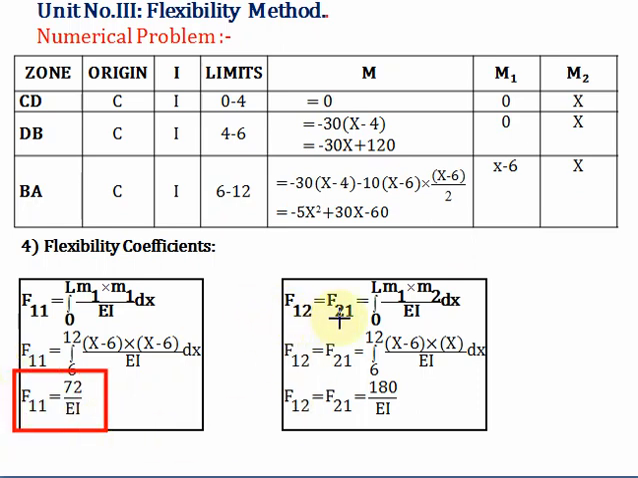Now F12 equal to F21 will be equal to integration 0 to L of m1 into m2 upon EI. Now here for the first two zones, the value of m1 is 0. So it will be equal to 0. Now for the third zone BA, limit is 6 to 12. The value of m1 is x minus 6 and the value of m2 is x. Okay, putting these values and solving this integration, we'll get the value of F12 equal to F21 equal to 180 upon EI. Okay.